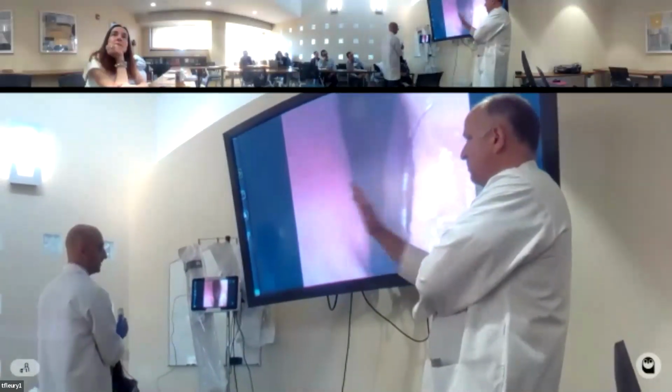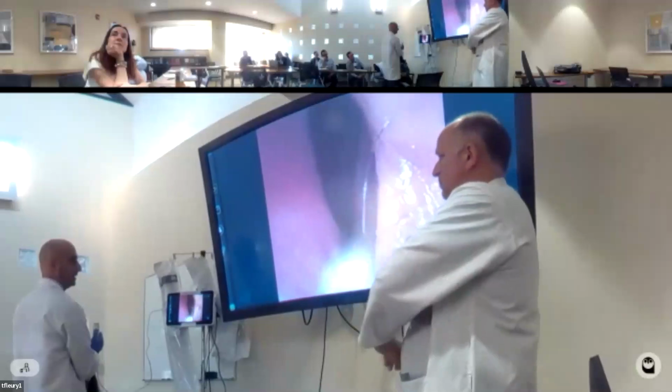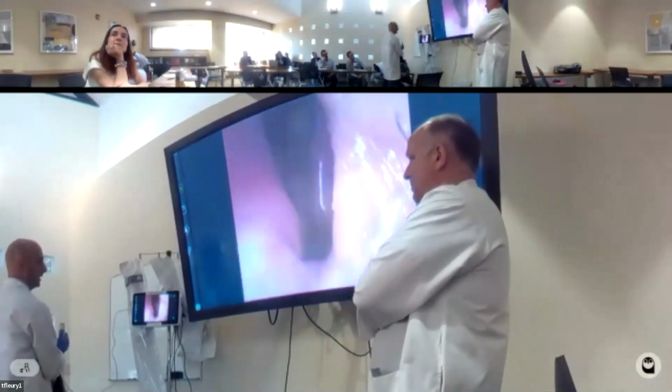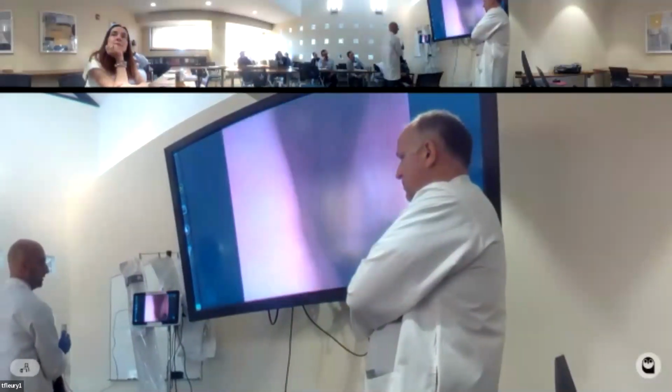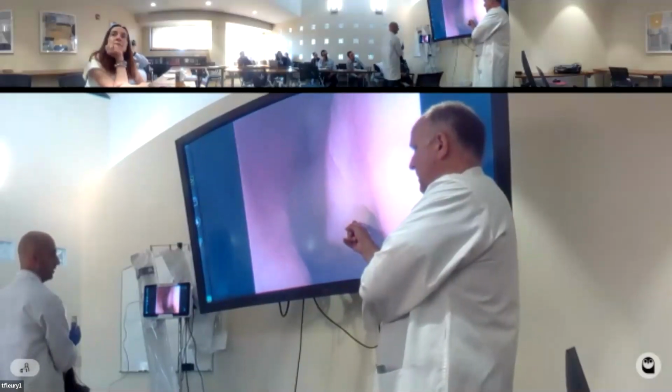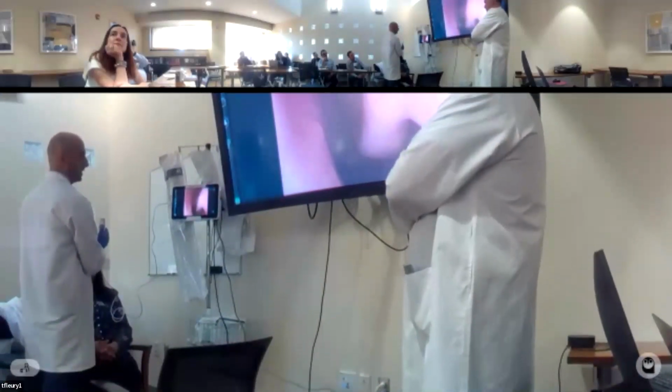Here we have a little bit of a septal deviation. Can you guys see that? How one nostril is a little bit different from the other. So she has a little septal deviation anterior on the left side of the nose.